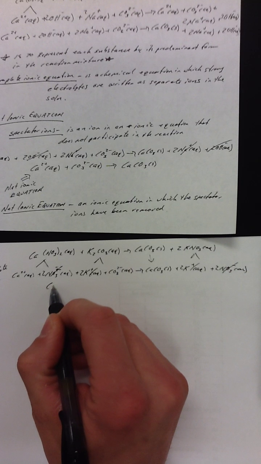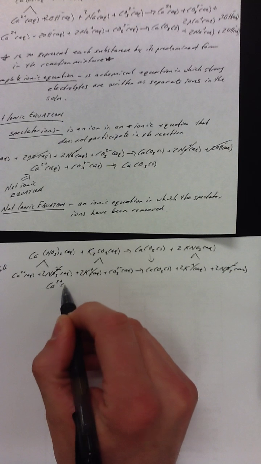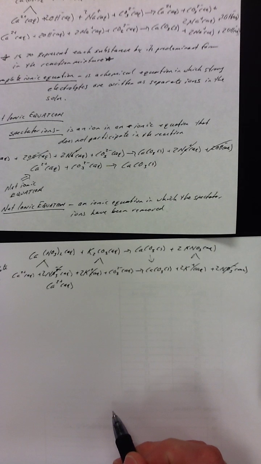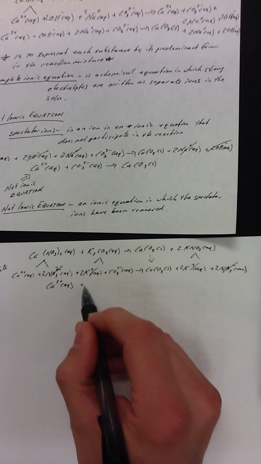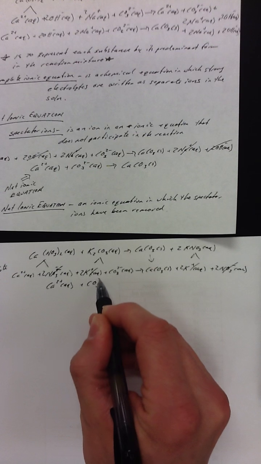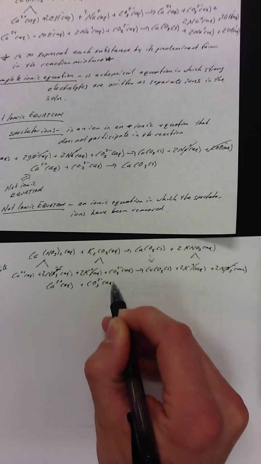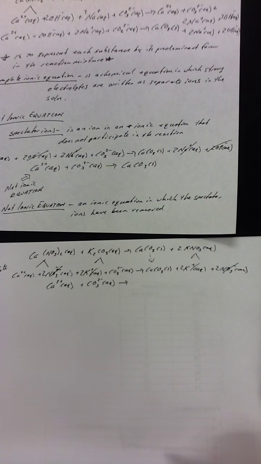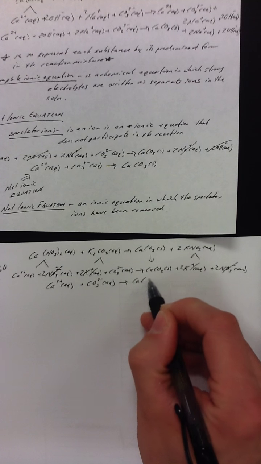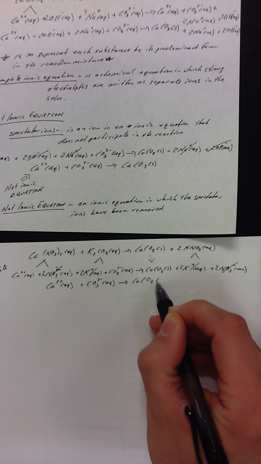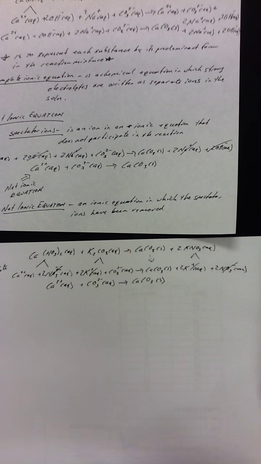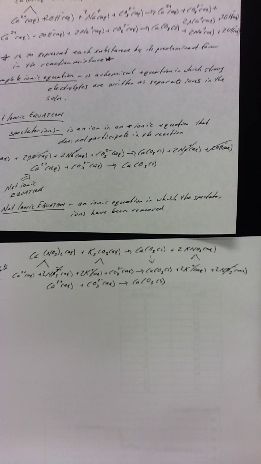So calcium, Ca2+, aqueous, plus carbonate, yields calcium carbonate, which is solid, and that's the only thing that's left on that side of the equation.